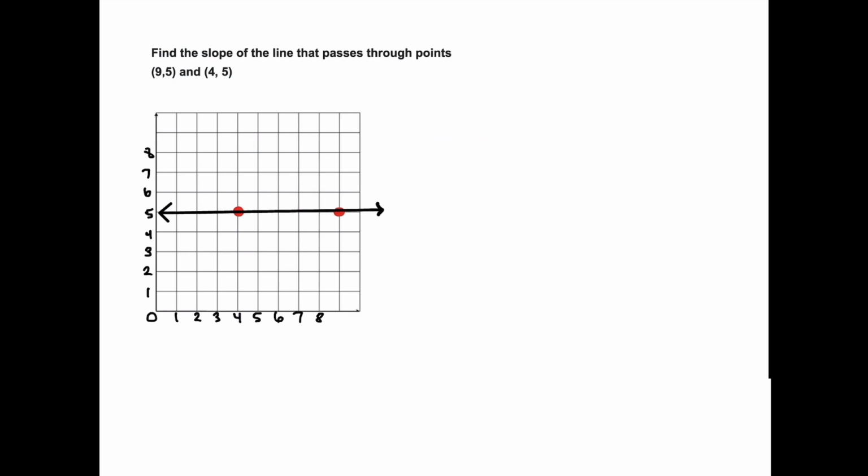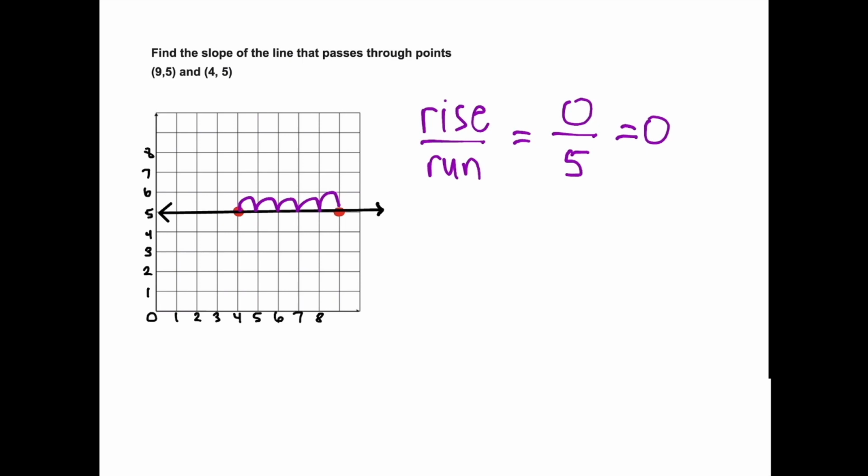This next problem says to find the slope of a line that passes through (9, 5) and (4, 5). If you notice, we have a horizontal line. Let's talk about what happens when we have a horizontal line. How many are we rising? If you thought 0, you're correct. We didn't go up any. And how many are we running? If you said 5, you're also correct. 0 over 5 is equal to 0. So in this one, our slope is 0. Anytime you have a horizontal line, your slope is always going to be 0.